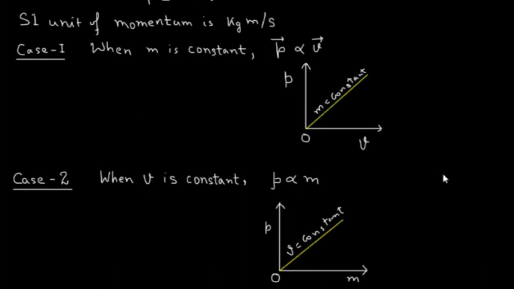Case 2. When v is constant, p is directly proportional to m, where the graph becomes a straight line, where m is on the x-axis and p represents the y-axis.